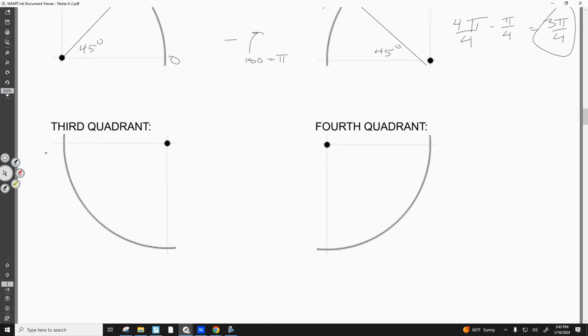So, tell your neighbors, what's this angle in the third quadrant in terms of its radian measurements? That is 45 degrees more than 180. Tell your neighbors. It's 225, sure, I don't care. I want you to talk to your alien. What is that equivalent to?